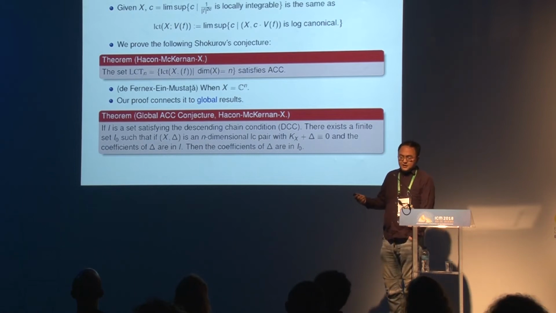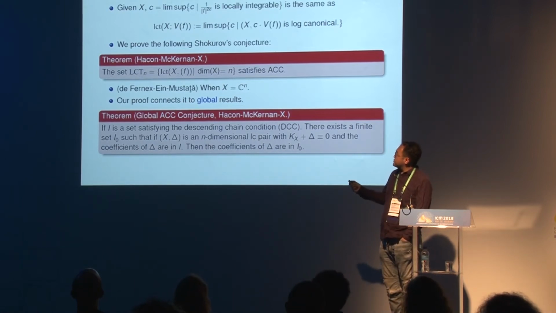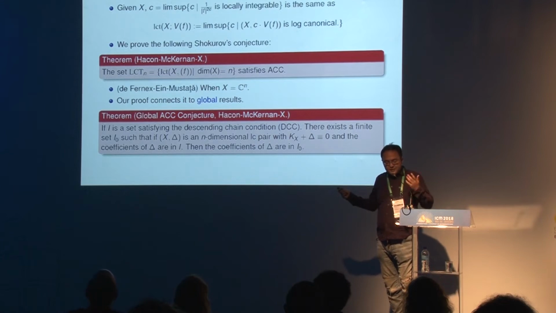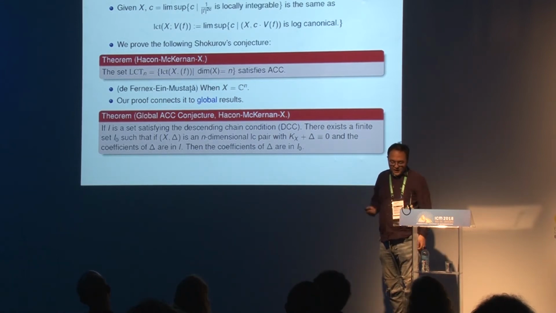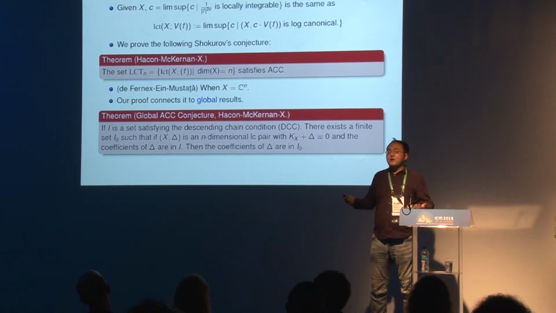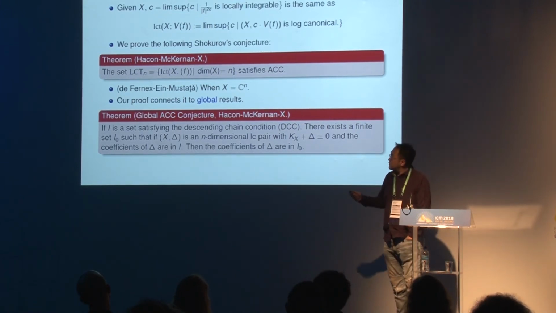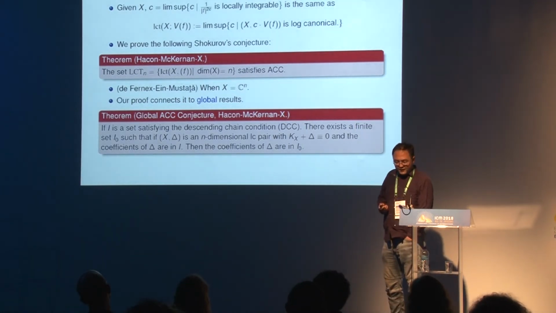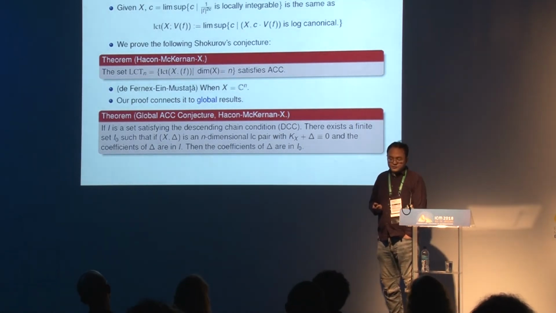And then there is a conjecture by Shokurov that all this set satisfies the ascending chain condition. Actually, this is one conjecture which has been kind of famous among birational geometers, and we kind of settled it. And I will give you a rough idea of how we solve it.